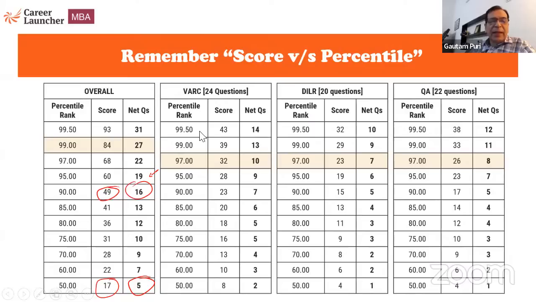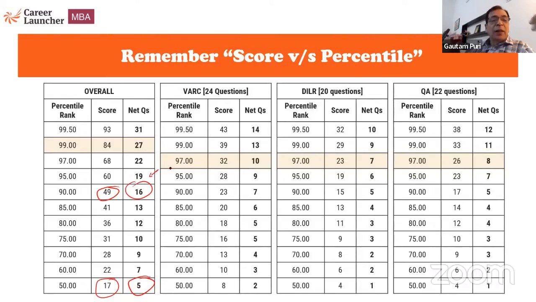In fact, 17 marks, 6 questions gave you a 50 percentile. How stupid can this paper be? Just think on these lines. It looks like a huge number, but 90 percentile is not much. 50 marks is 25% marks. It is 25% marks that we are talking about.